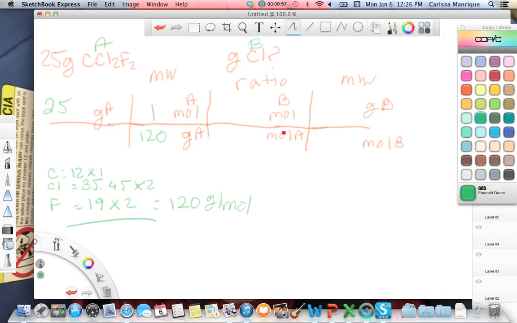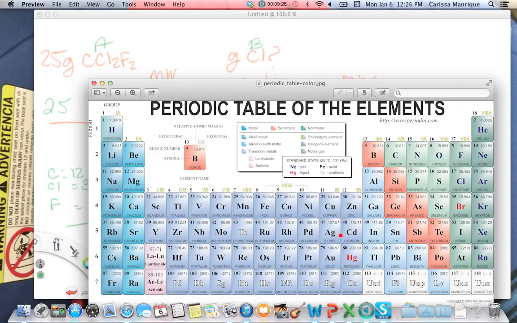Now what's the mole-to-mole ratio of A to B? So for A, for every 1 of these, how many B's are there? So we're looking at chlorine. 2, given right there. So 1 mole of A, 2 moles of B. Now look here, this is just the molecular weight of B. So how much does chlorine weigh? 35 on the periodic table. So chlorine, 35.45 actually, per 1 mole. And let me show you on the periodic table. Right here, see chlorine, 35.45. That's the number I'm getting it from.